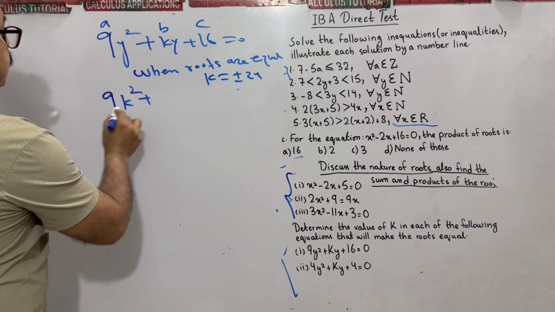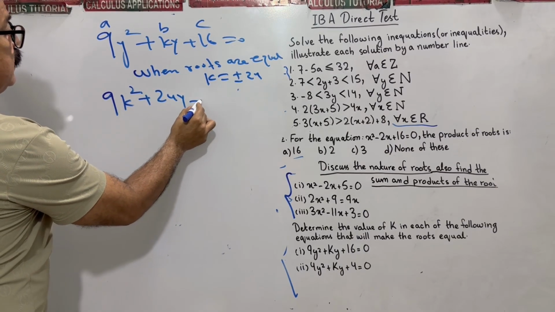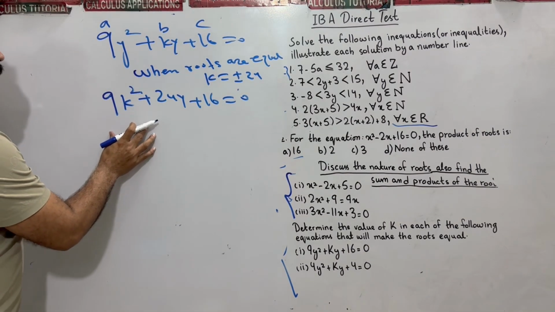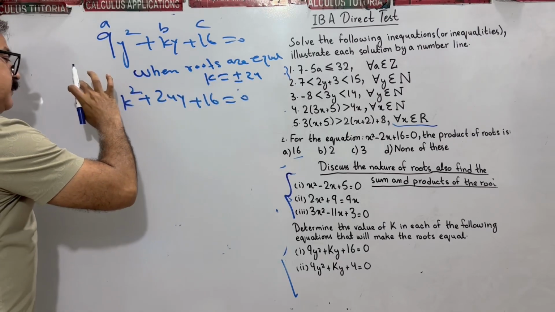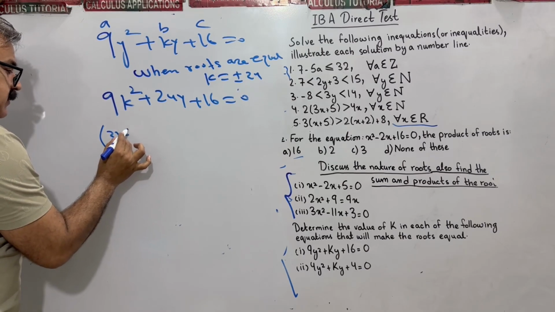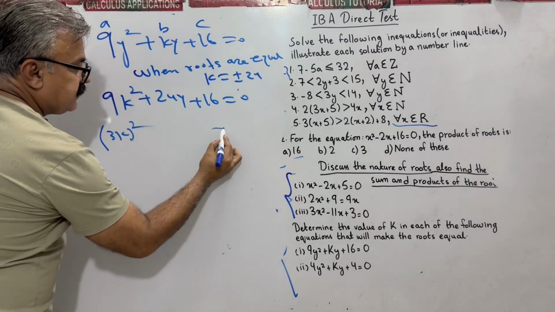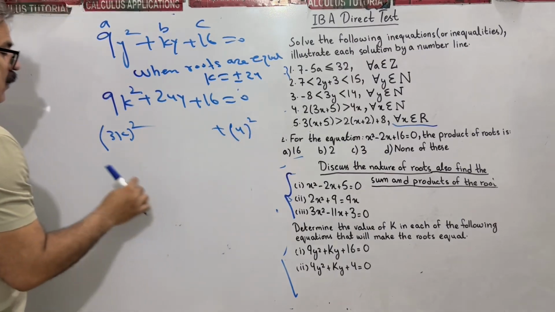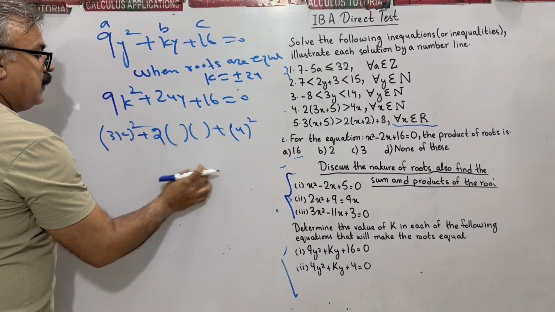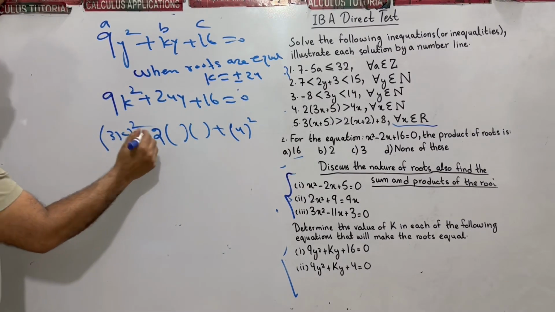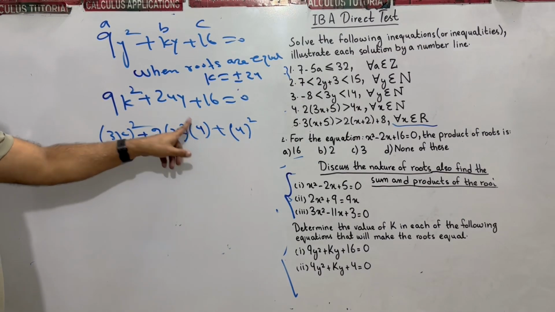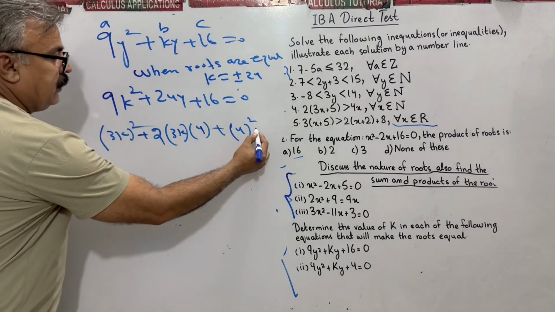Let's check, verify. 9y square plus 24y plus 16 is equal to 0. If both roots are equal, then it will become a perfect square quantity. Let's check. Instead of 9y square, I can write 3y square. Instead of 16, I can write 4 square. Look at this: A square, B square. Here must be 2ab. This will settle down automatically. Value of A is 3y, value of B is 4. Just multiply: 2 times 3 is 6, 6 times 4 is 24. We are good to go.